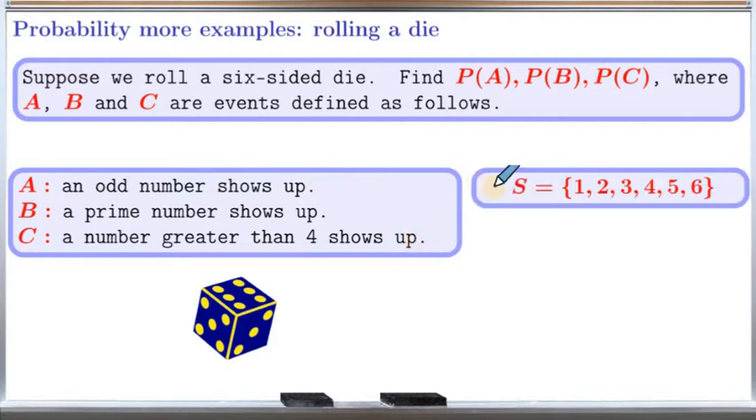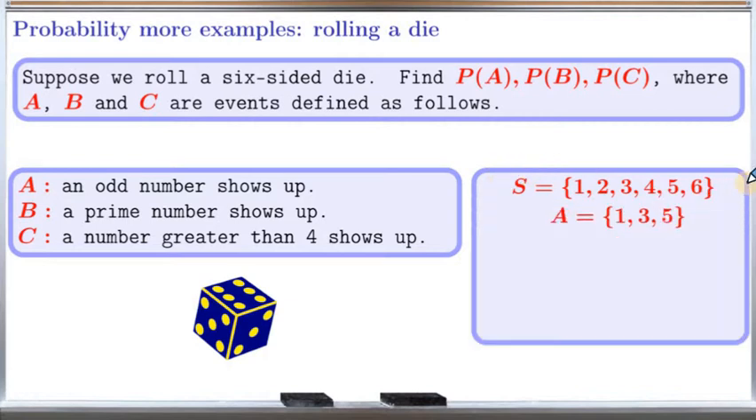So we know this is our sample space. And event A contains 1, 3, and 5 because event A is possibilities that an odd number shows up. So we have a formula for probability of A, which is size of A over size of sample space. So our size of A is 3 and our size of sample space is 6. So that's how we get 3 over 6. 3 over 6 is also equal to 1 over 2.